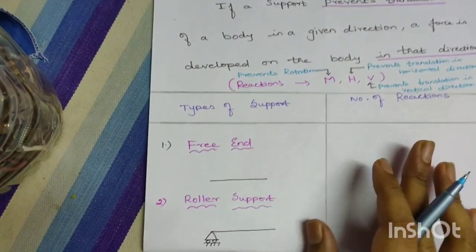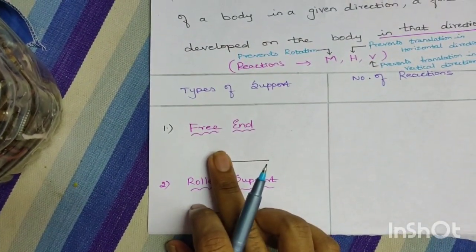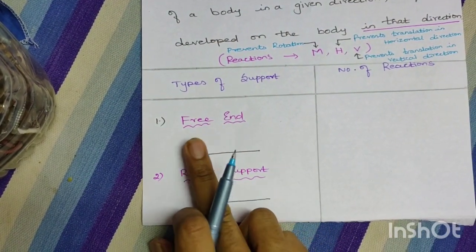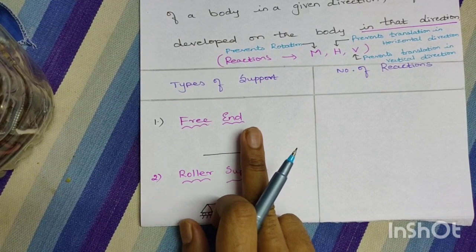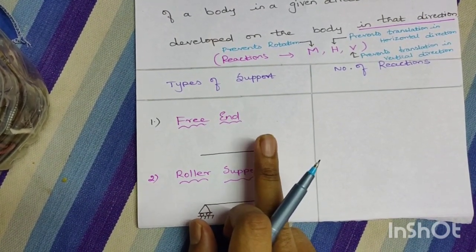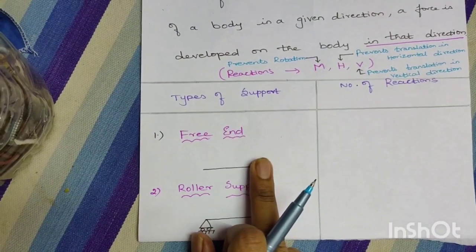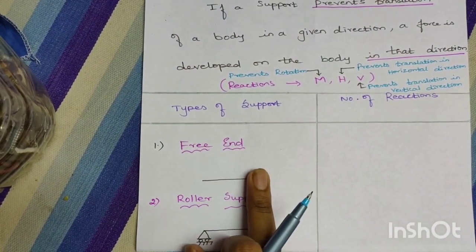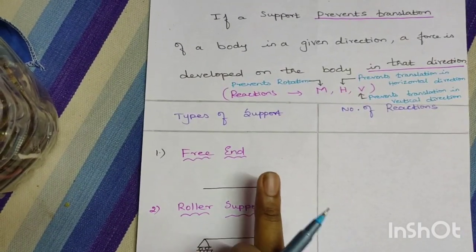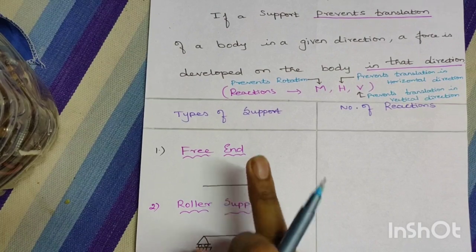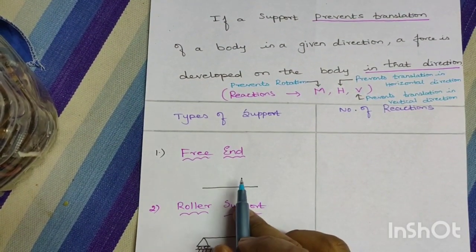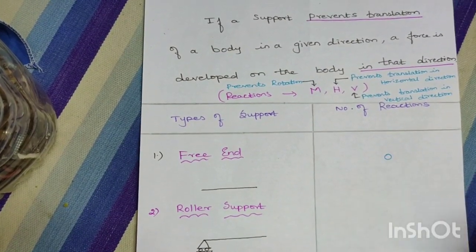So let us take the types of support. First we are going to take the free end support. The free end is allowed to rotate, allowed to move in the horizontal direction, and allowed to move in the vertical direction. So it does not have any prevention for translation and does not have any prevention for rotation. Therefore the number of reactions for a free end is equal to 0.